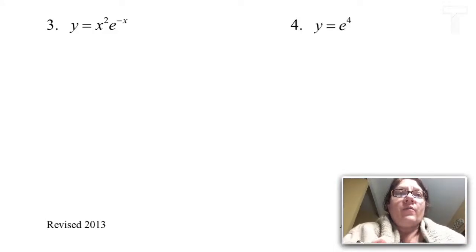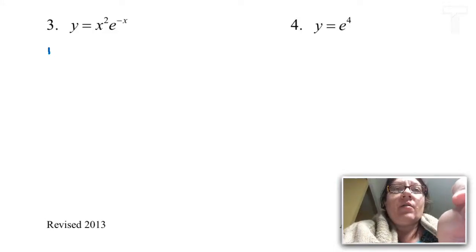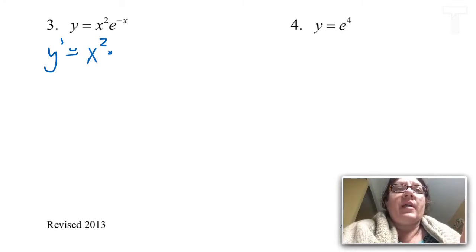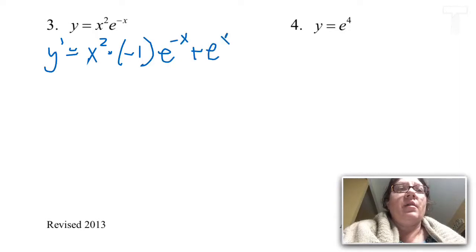So on this next one, of course, I have a product. So when I take the derivative, I have to do first times derivative of the second, but I'll be taking the derivative of the exponent, so -1, and then times e to the negative x plus second times derivative of the first.